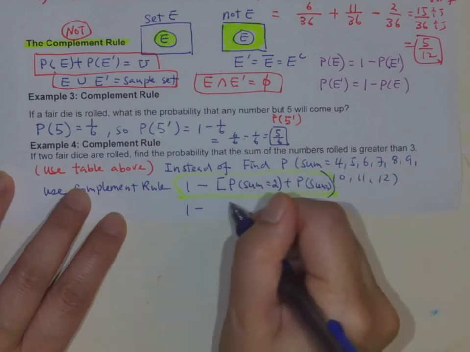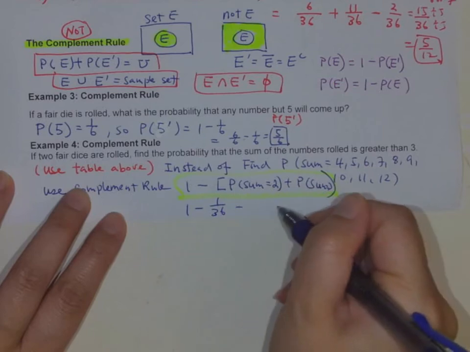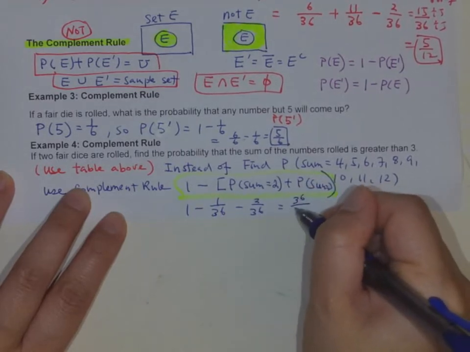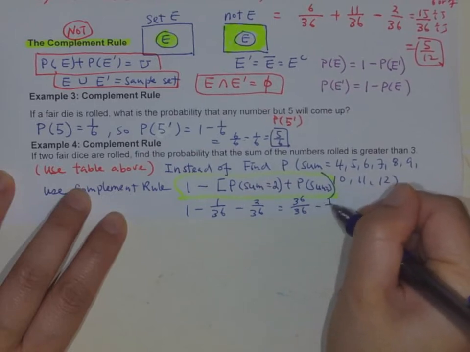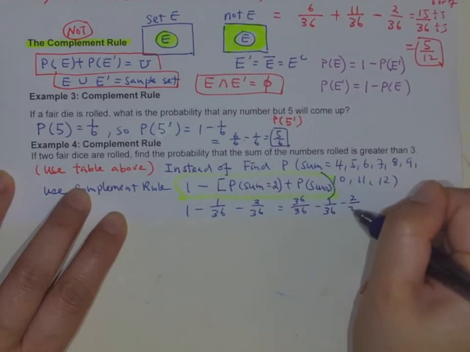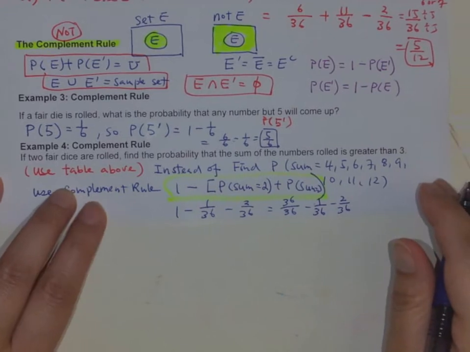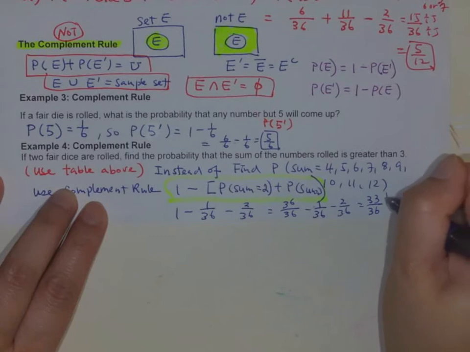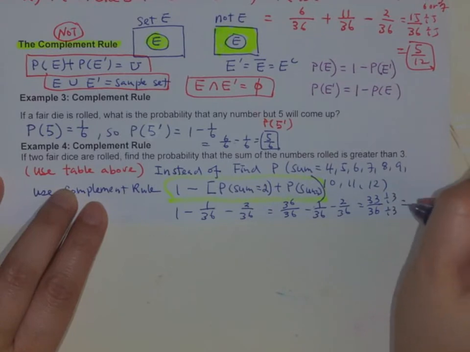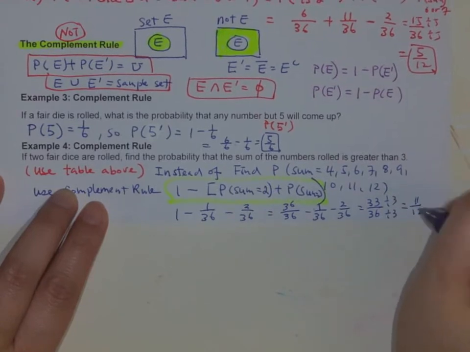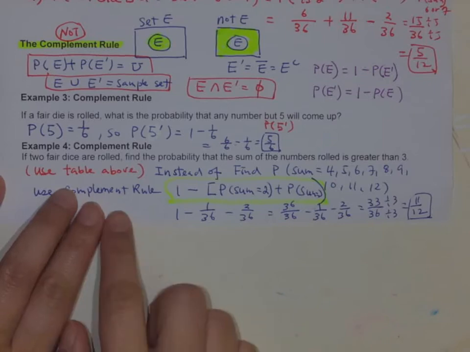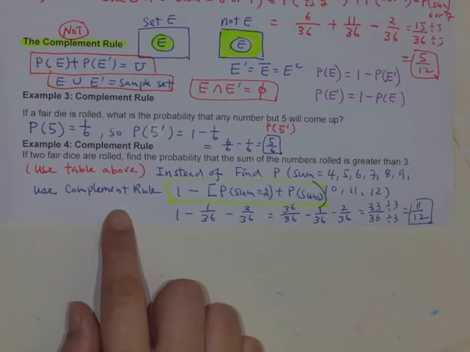So for a sum of 2, you only have 1 out of 36, and then you need to subtract 2 out of 36. So basically 36 out of 36, subtract 1 out of 36, subtract 2 out of 36. So it's like subtracting 3, right? So the answer would be 33 out of 36. If you divide both top and bottom by 3, you get 11 out of 12. So 11 out of 12 of the time, the sum of rolling 2 dice is going to be greater than 3.